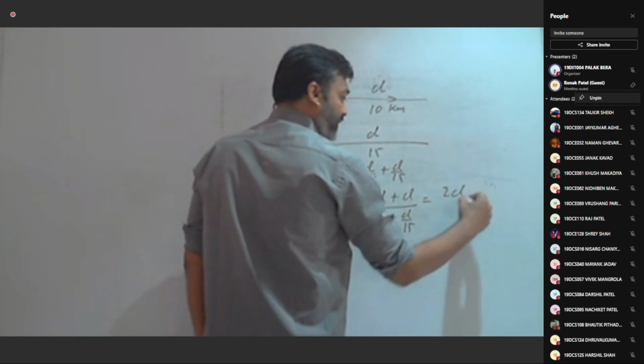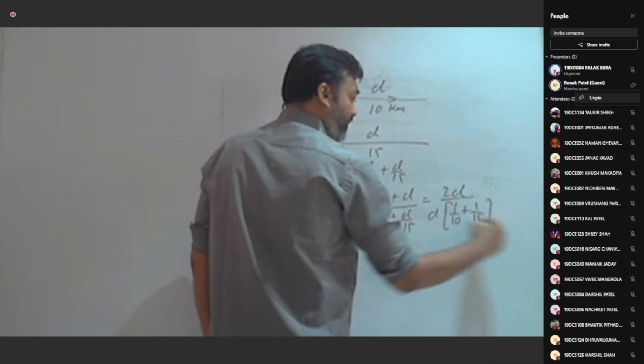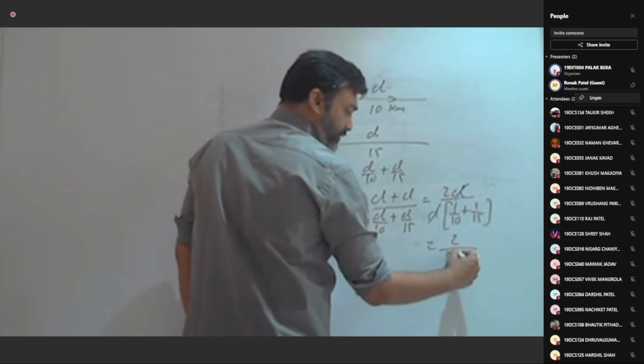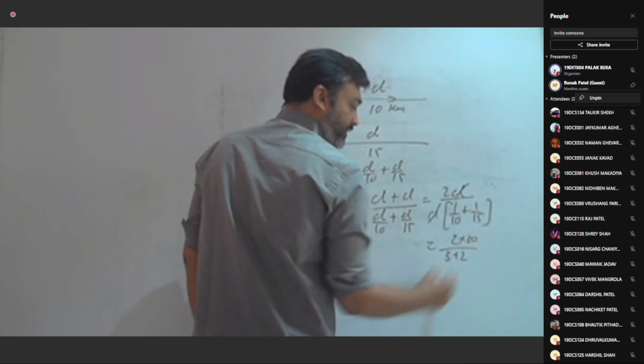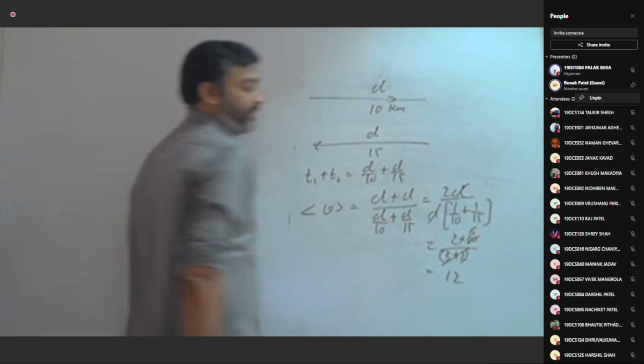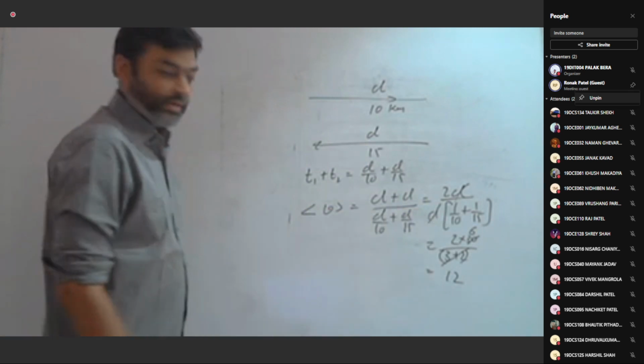That means 2D upon D common, 1 upon 10 plus 1 upon 15. So D, D cancel out. 2, take LCM. This will be 30. So 3 plus 2 by 30. So answer is 5, 6. So answer is 12. Answer is 12. So when you look at the last step, I'll give one shortcut like this one.